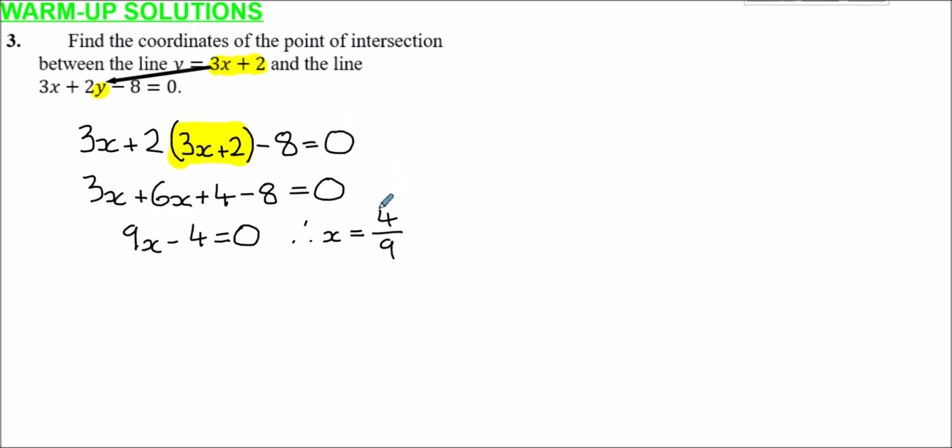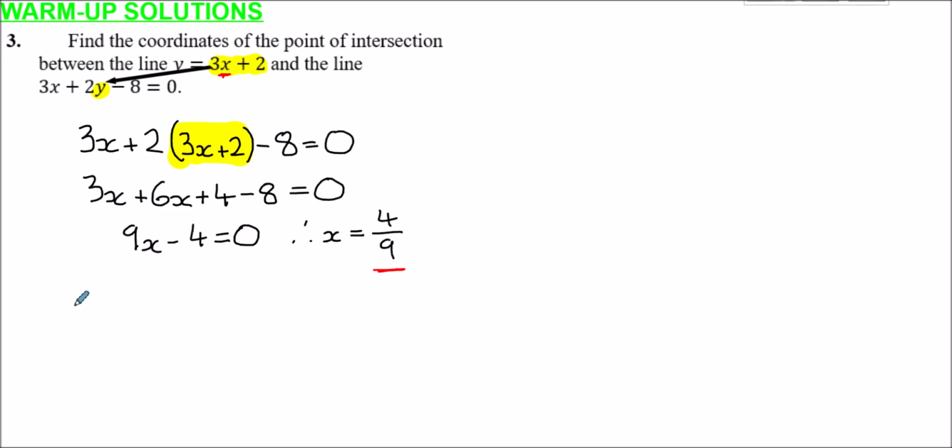We can now substitute x is 4 over 9 into one of the initial equations, whichever is easiest, I would suggest. The top equation here looks more straightforward to me than the second one, so my suggestion would be to substitute in 4 over 9 into the first equation.